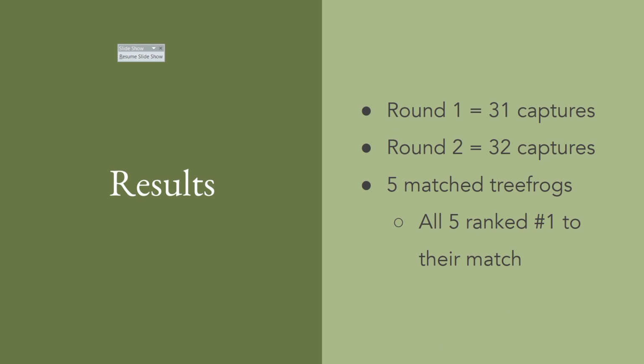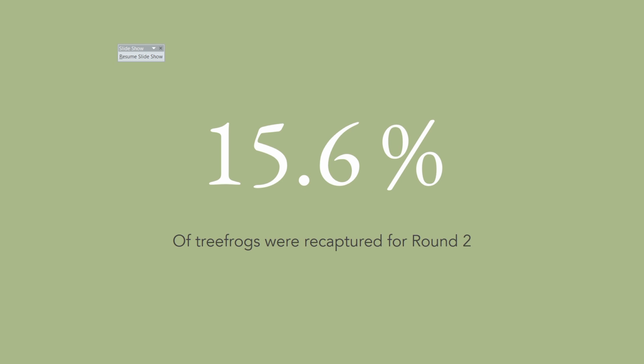For my results, for round 1, I had 31 captures, and for round 2, we got 32 captures. Comparing round 2 to round 1, I got 5 matched tree frogs, and all 5 of them actually ranked number 1 to their match, which sometimes they can rank higher. You could have a match that ranks like number 10, and that would be telling us that the system isn't really working for this individual or this species maybe. But luckily, they're all ranking number 1. So 15.6% of tree frogs were recaptured for round 2.